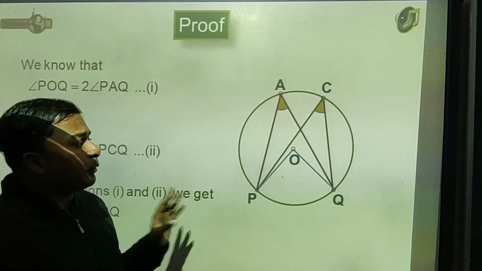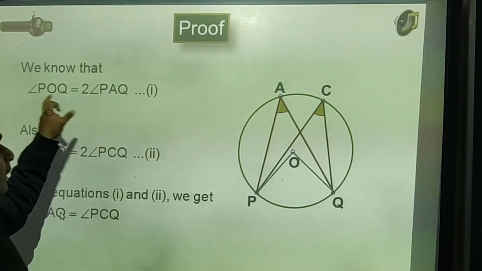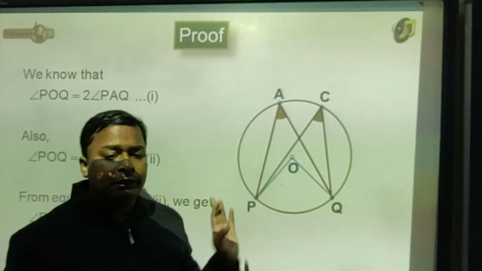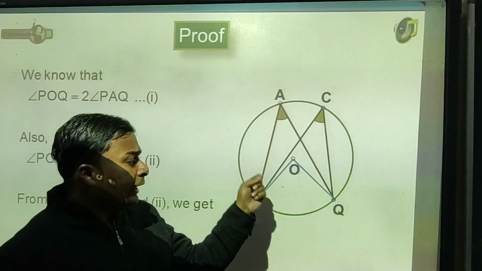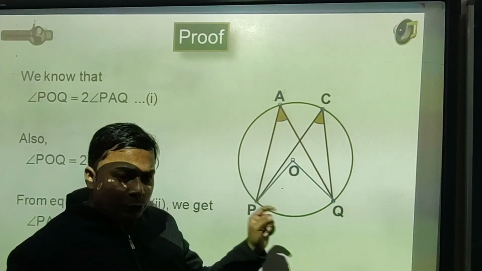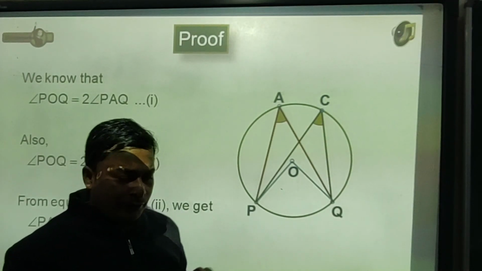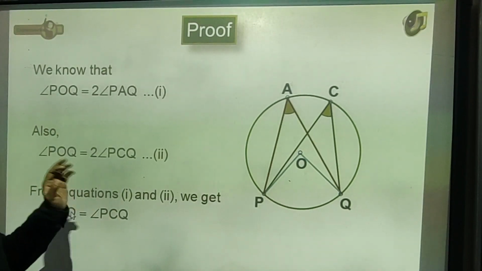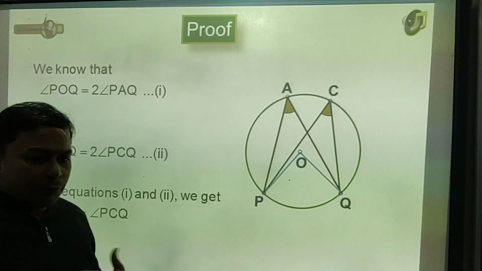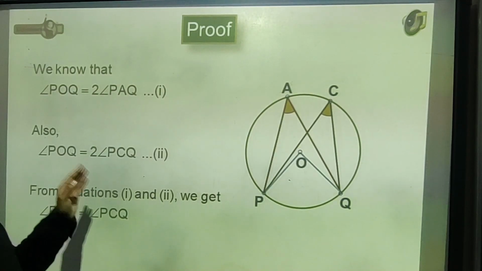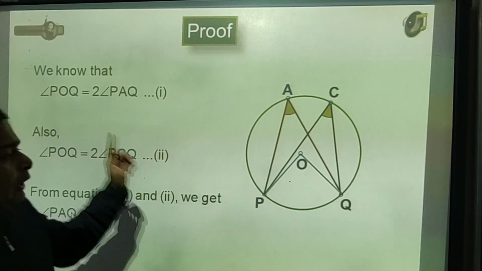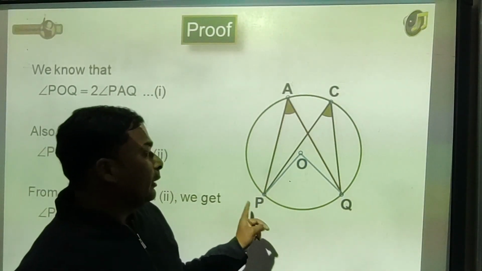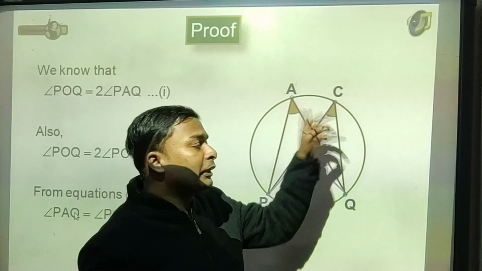Now we are in the proof of the same theorem. We know that angle POQ is equal to 2 times of PAQ. Why? Because angles formed at the center is 2 times the angles formed on the same segment. Now also angle POQ, so we were in the proof part. There was some confusion between the students. Let us proceed. Angle POQ is also 2 times of angle PCQ.